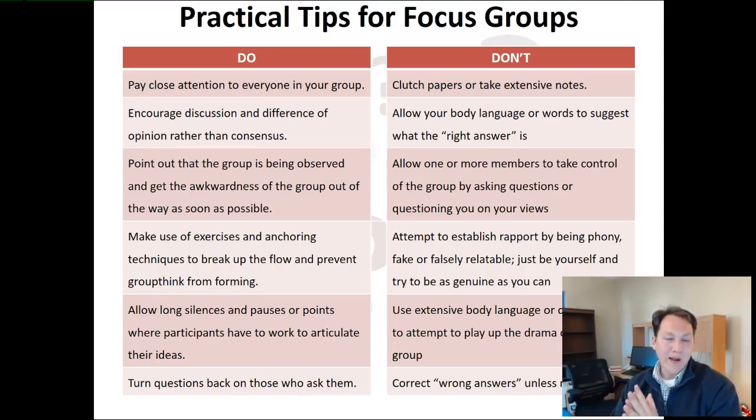Do allow long silences and pauses or points where participants have to work to articulate their ideas. If you've ever been in a classroom where an instructor asks a question and leaves a long silence till someone speaks up, you know how uncomfortable that is, but there's a reason for doing it. It's because the instructor wants to see if anybody is really going to put themselves on the line to try to show what they know.